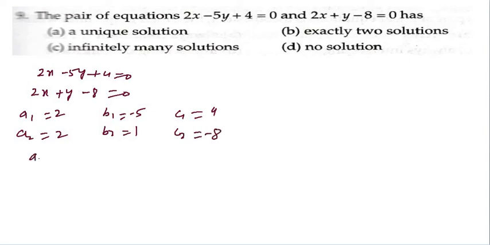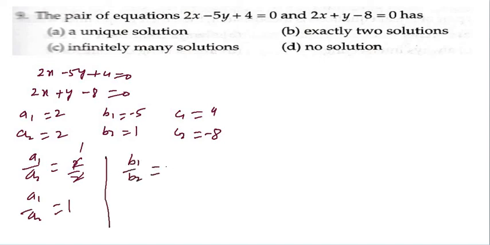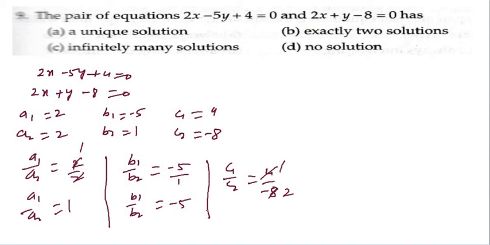Now find a1 upon a2. a1 upon a2 is 2 upon 2, so we can cancel it. How much is a1 upon a2? It is 1. Now come to b1 upon b2. b1 is minus 5, b2 is 1. So b1 upon b2 is equal to minus 5. Now come to c1 upon c2. c1 is 4 and c2 is minus 8. 4 ones are 4, 4 twos are 8, and c1 upon c2 comes to minus 1 upon 2.